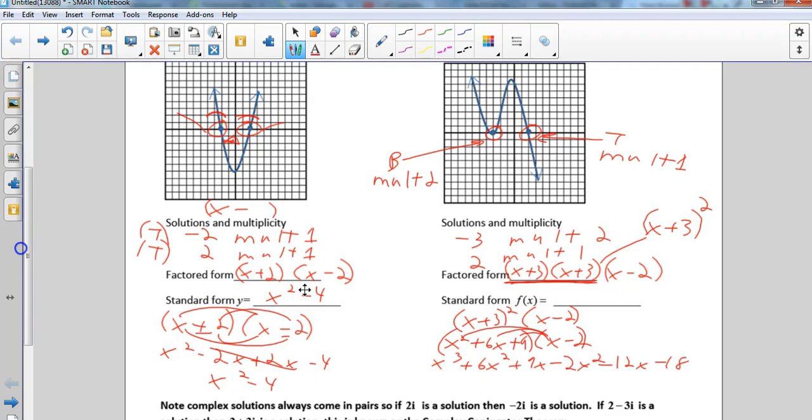So I join my like terms. So my standard form is x cubed, 6x squared minus 2x squared is 4x squared, 9x minus 12x is -3x, and the -18 stays. So we just work backwards from our graph and our solutions to the original standard form.